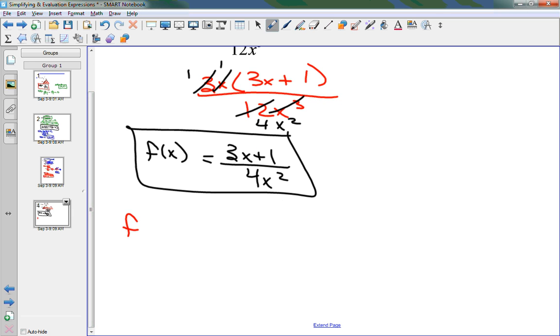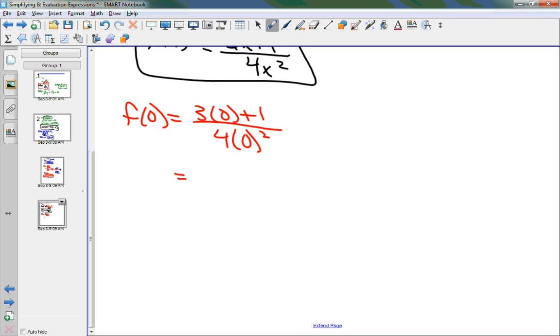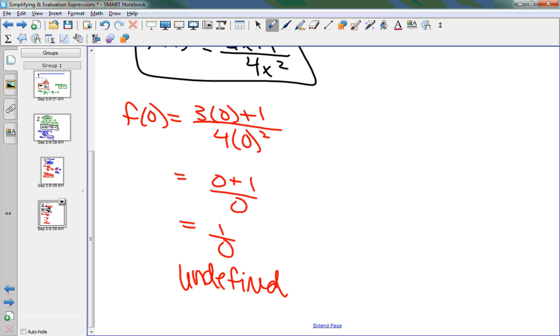So now I need to do f at 0. That's going to give me 3 times 0 plus 1 over 4 times 0 squared. That's going to be 0 plus 1 over 0, which gives you 1 over 0, which is undefined. Why? Because you cannot divide by 0. So f at 0 is undefined.